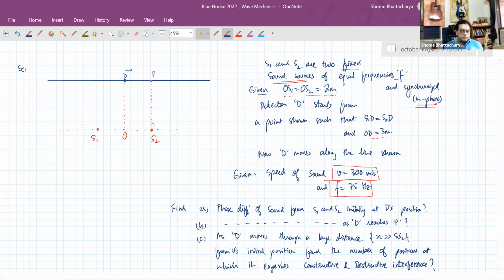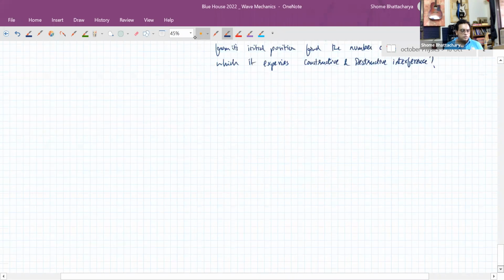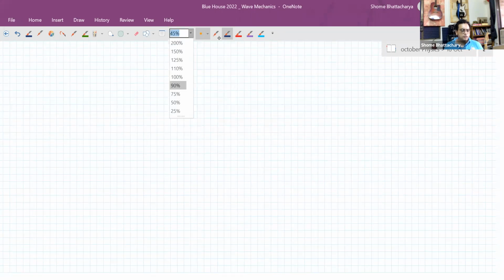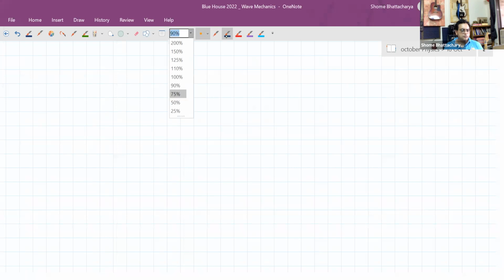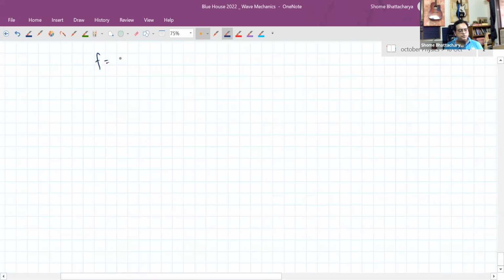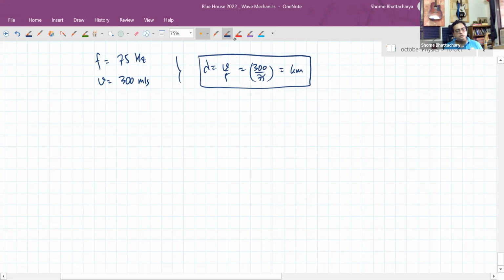Okay, people. So let's understand the fundamentals of this question first. First of all, we are using this information given that the frequency of each source is 75 hertz and the wave speed is 300 meters per second. So the wavelength becomes 4 meters. So lambda is equal to 4 meters.